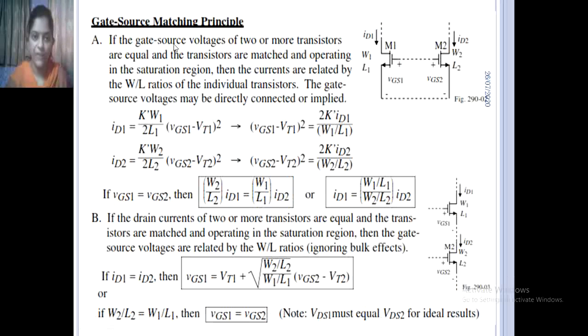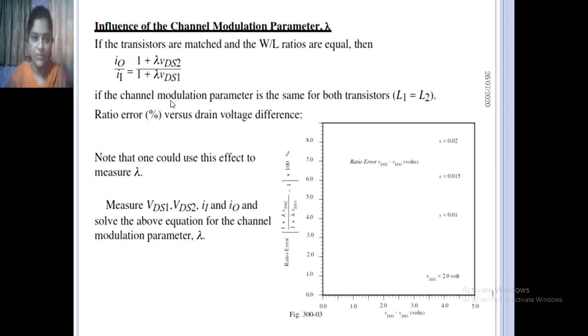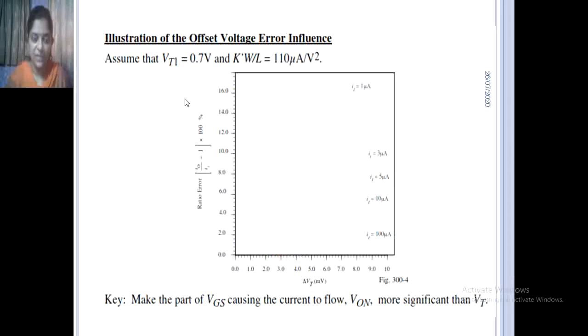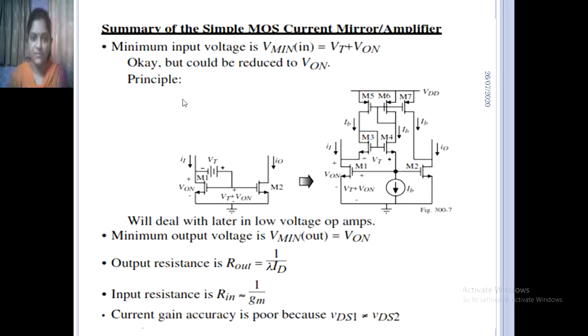So what are the effects of the matching principle? It means gate to source voltage is matched, and the channel length modulation parameters are matched. Then mismatched transistor parameters, voltage error influence, and lastly we have seen the aspect ratio errors in current mirrors. Let us see the summary of the simple MOS current mirror, or we can say current amplifier.